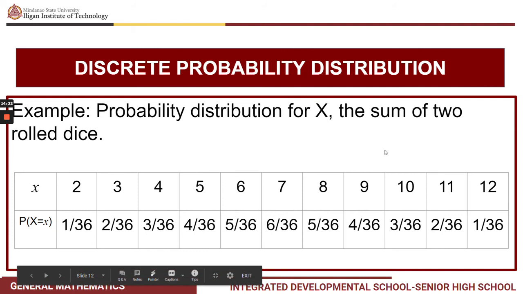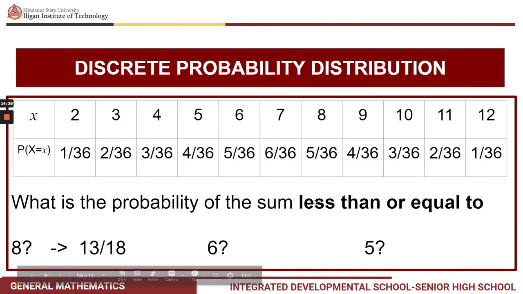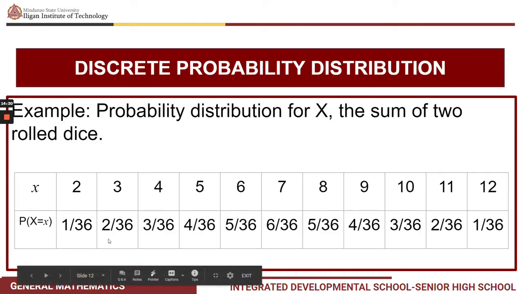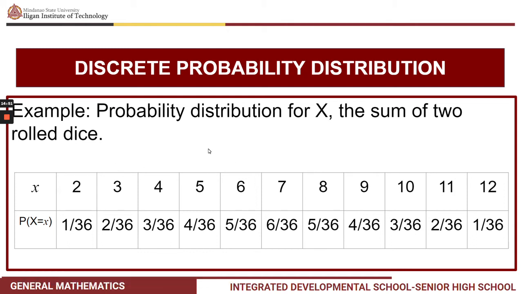So, to check if this is correct, you may try checking each probability if it's between 0 and 1, yes. And then, is the sum of the probabilities equal to 1? Yes. If you add this all, this is actually equal to 1. Now, what's the beauty of this probability distribution?